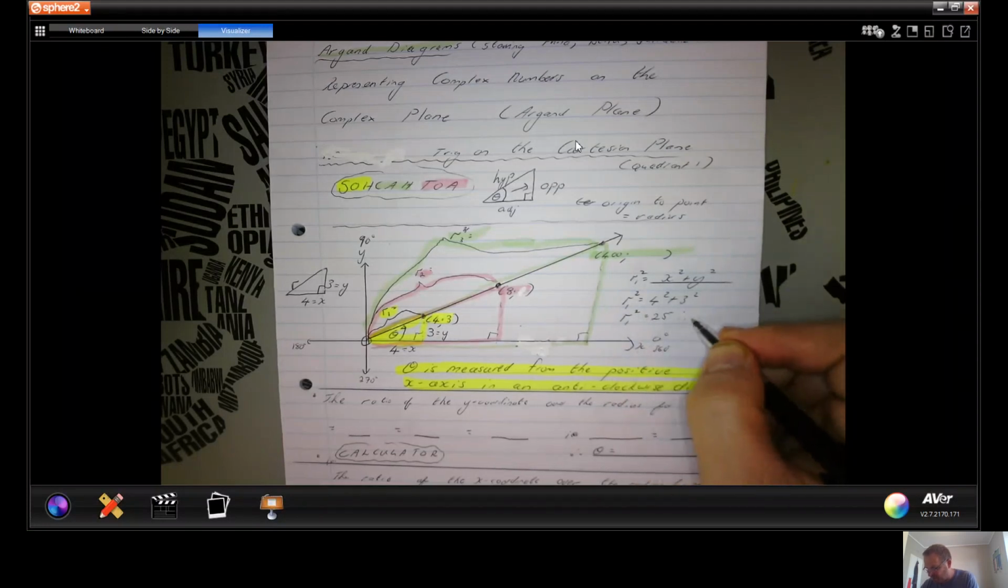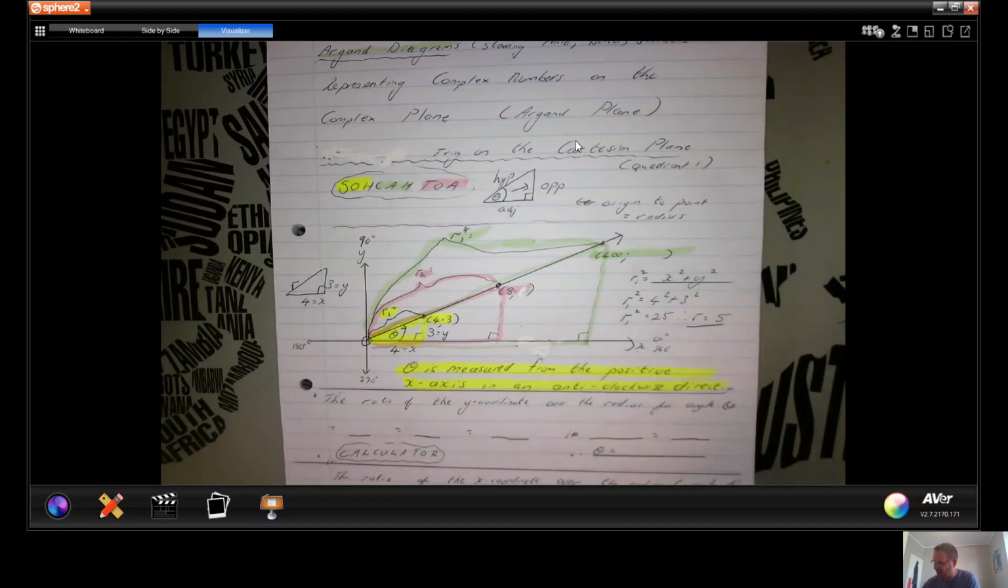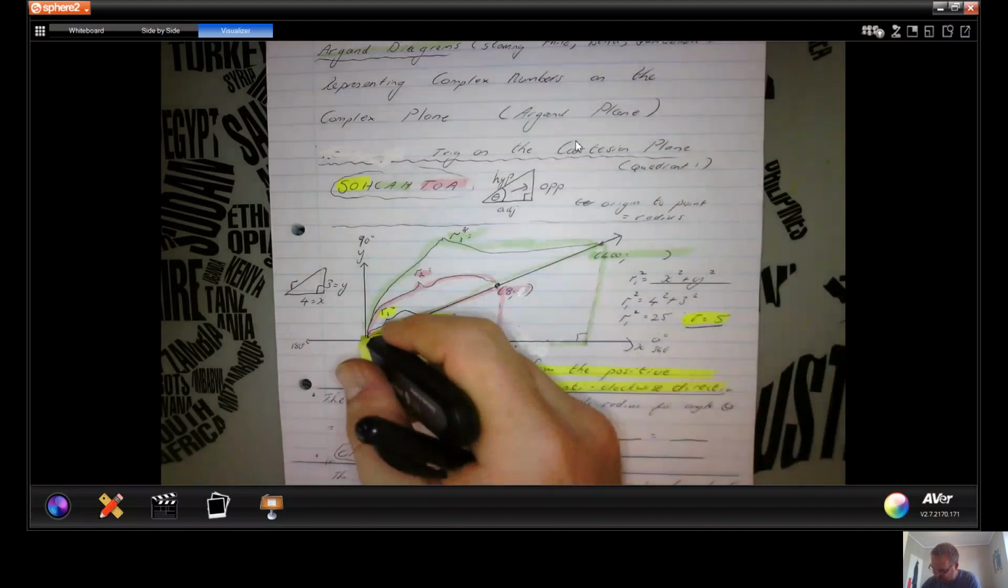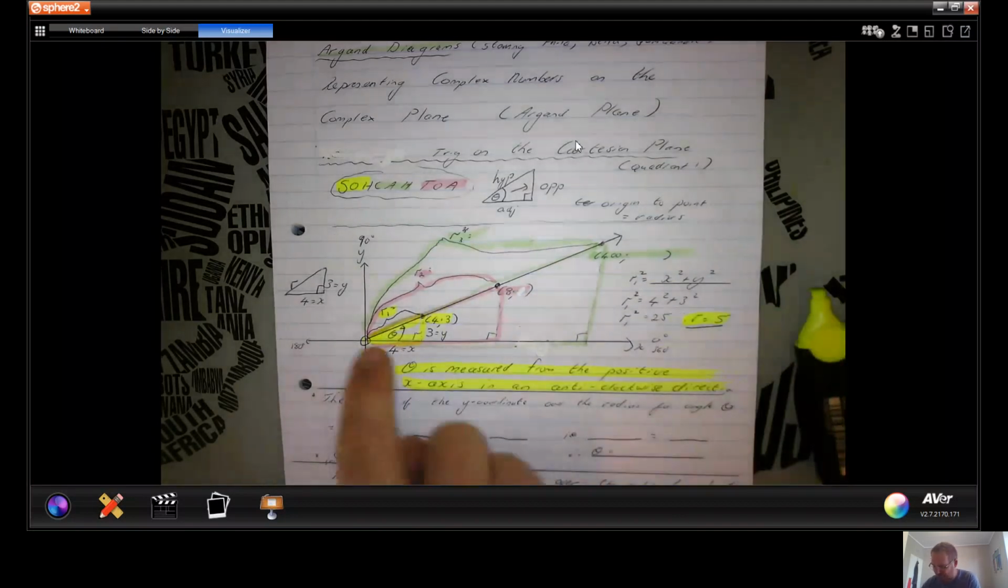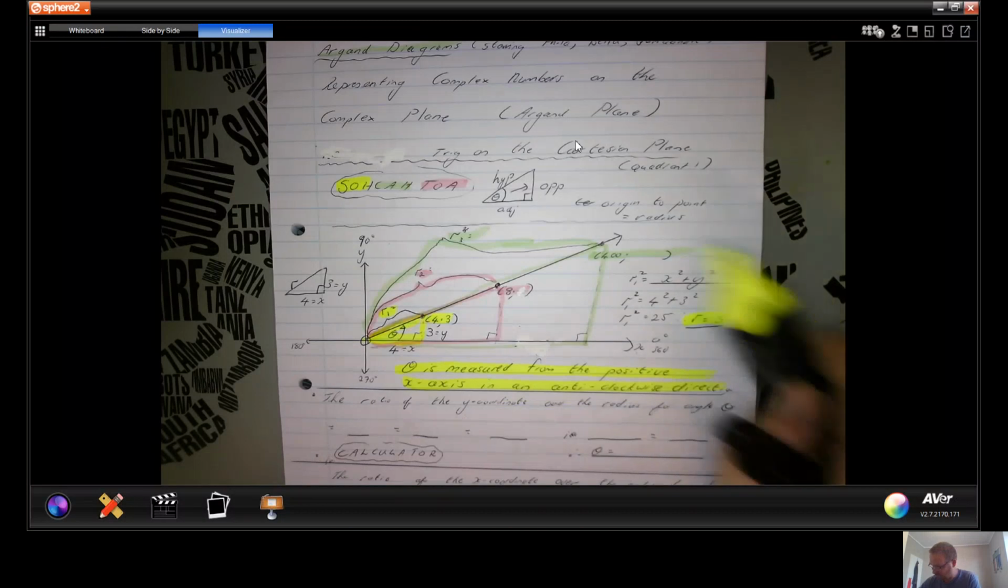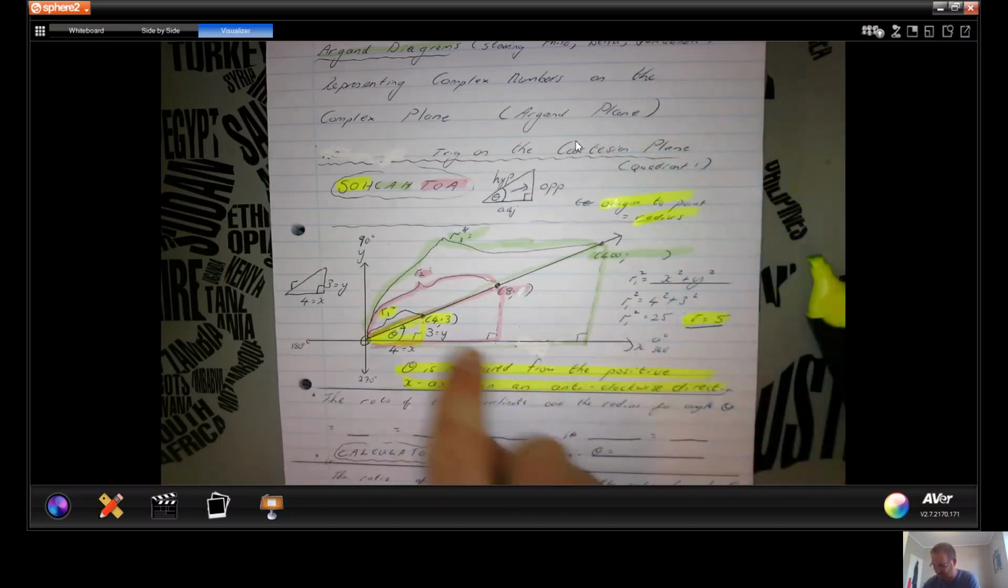And r can't be negative, so r is going to be the square root of 25. So my radius is 5. So this distance from the center to the origin, from the origin to the point, we call your radius. From the origin to the point, that thing over there is called your radius.